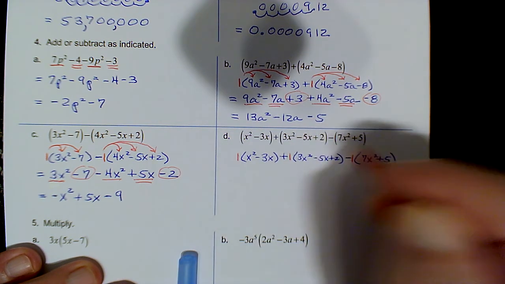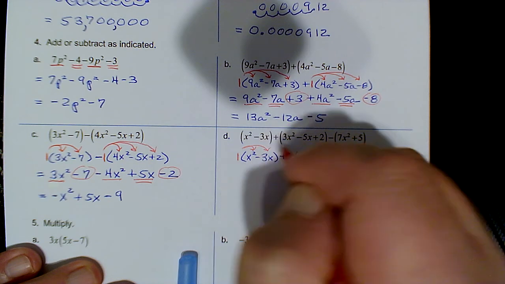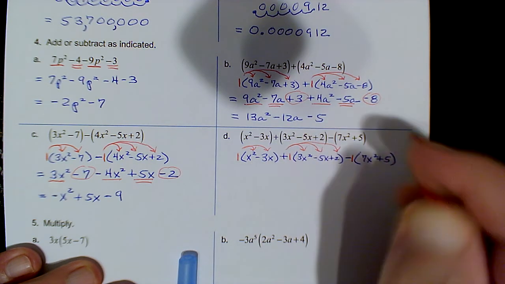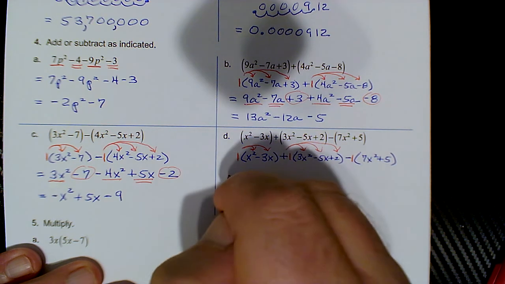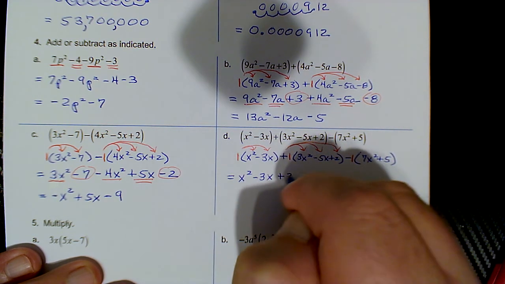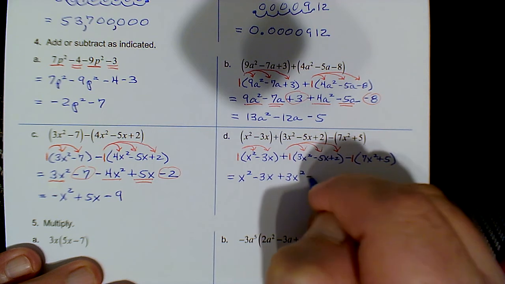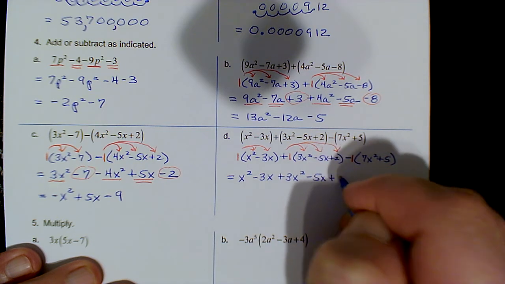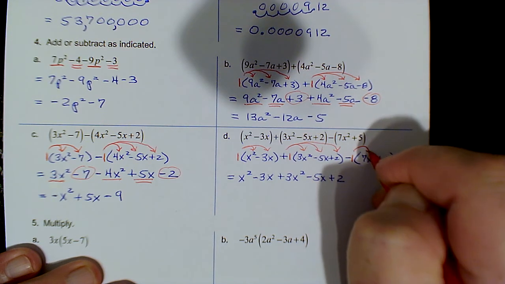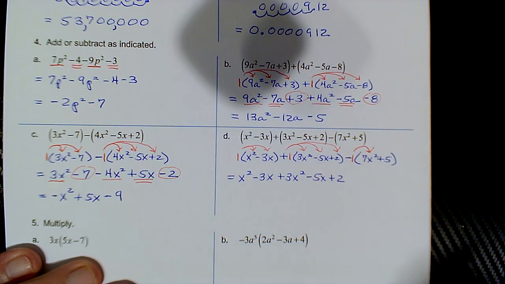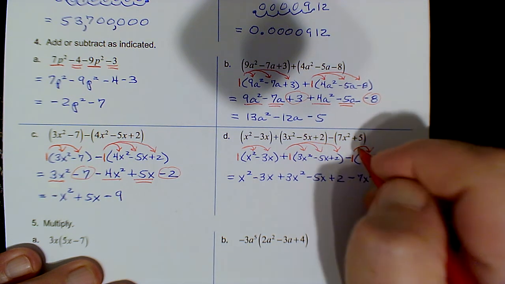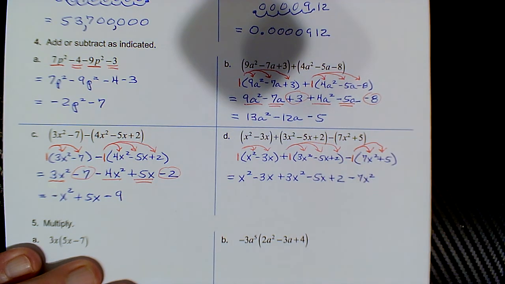Now again, when we distribute the 1s, it really doesn't change anything in the first 2 polynomials, because 1 times x squared is just x squared, 1 times negative 3x, 1 times 3x squared, positive, 1 times negative 5x, and 1 times positive 2, positive 2. But here's where we be careful, because a negative 1 times 7x squared is a negative 7x squared, and then the negative 1 distributed times the positive 5 gives us a negative 5.